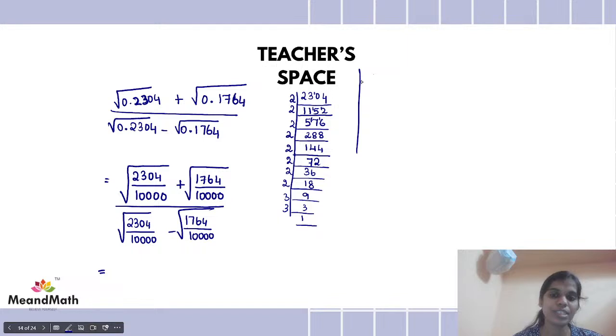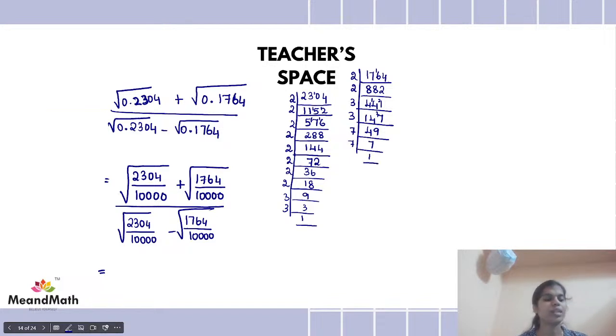Okay? So similarly, 1764. 2 table 8, 8, 2. 2 table 4, 4, 1. 3 table 1, 4, 7. 3 table 4 3's are 12, remaining 2, 49. 7 table 7. 7 table 1.